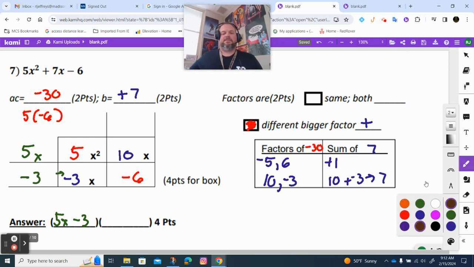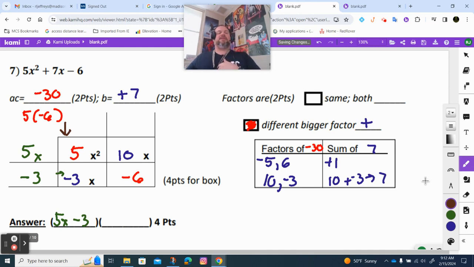All right. Looking this way, only thing I can take out of 5x squared and minus 3x. Awesome. Yes, it's an X. Okay. And what's the biggest number I can take out of 10 and 6? 2. I know it's funny. The biggest number is actually a really small number.